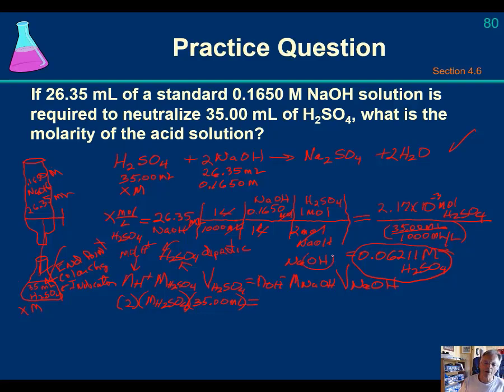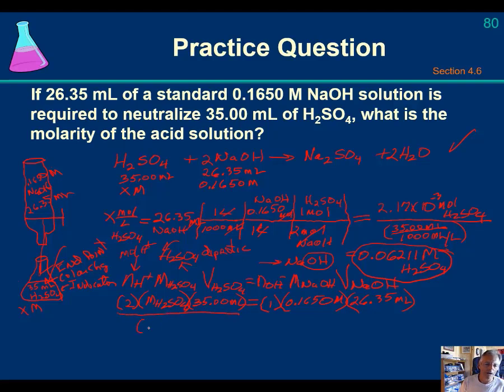This is a monohydroxide base. That is, every 1 mole of this base has 1 mole of hydroxide. If you dissociate this, you just get 1. And so that means that the number of moles of hydroxide per mole of base is 1. The molarity of the sodium hydroxide, which is our standard, is 0.1650 molar. The volume of the sodium hydroxide given in the problem is 26.35 milliliters. We are solving for the molarity of the H2SO4, so we divide.